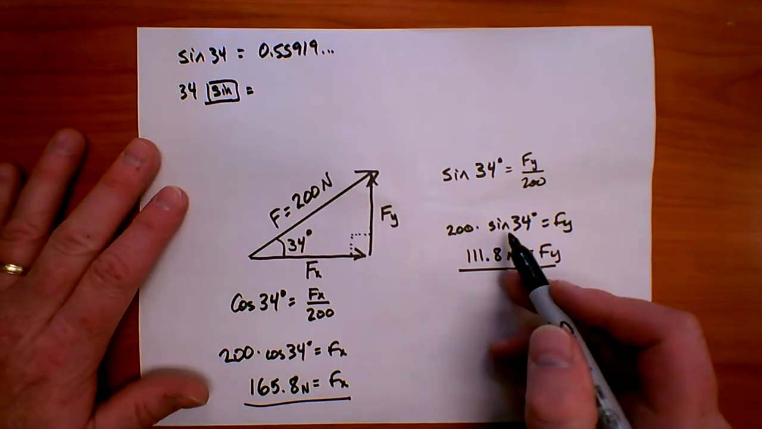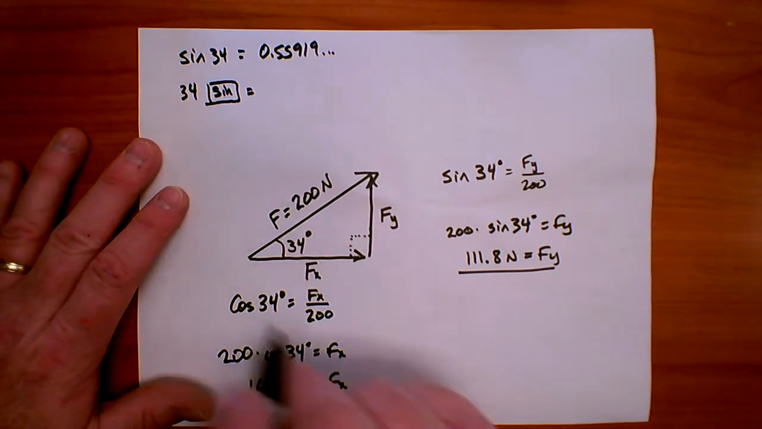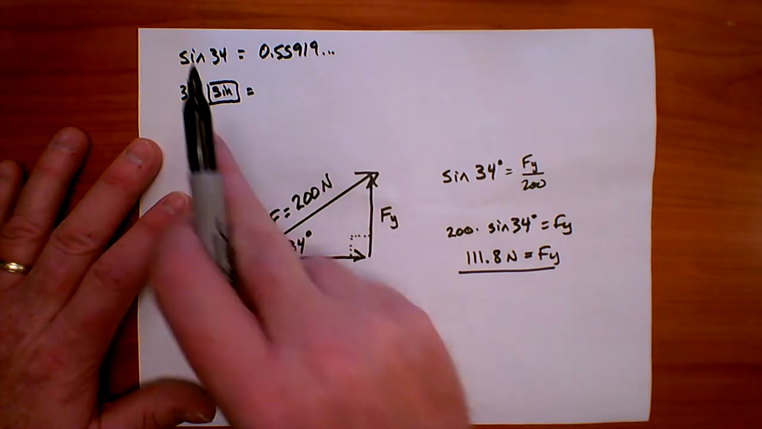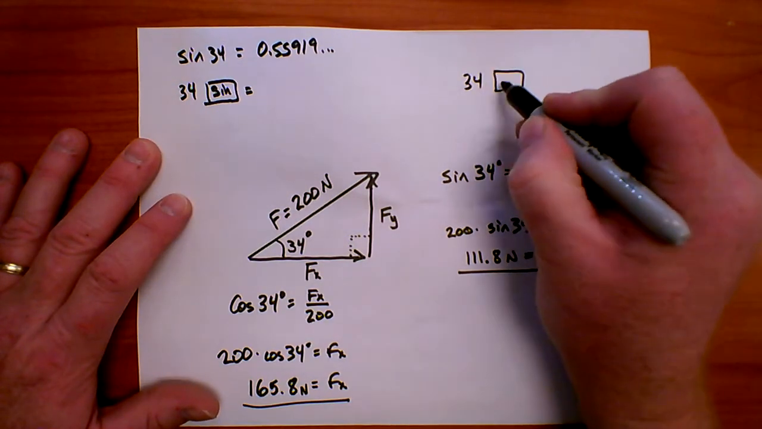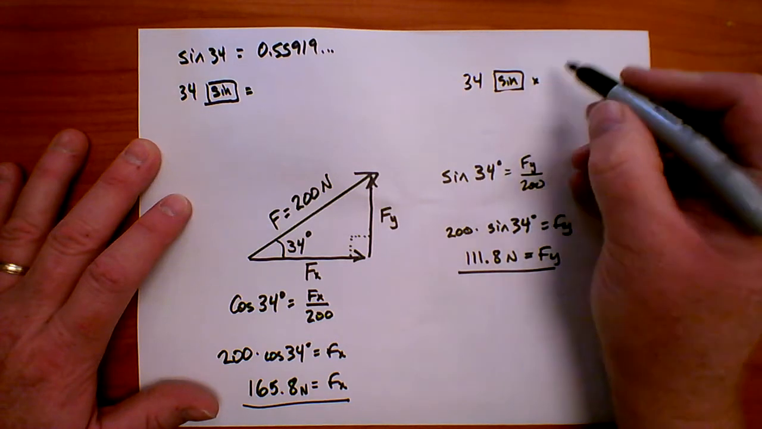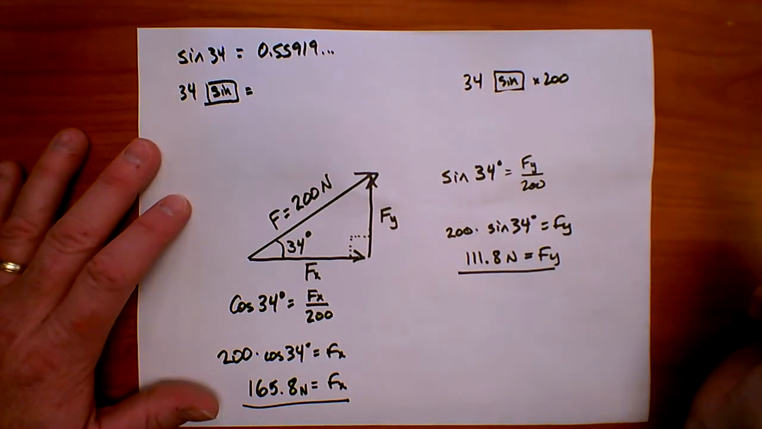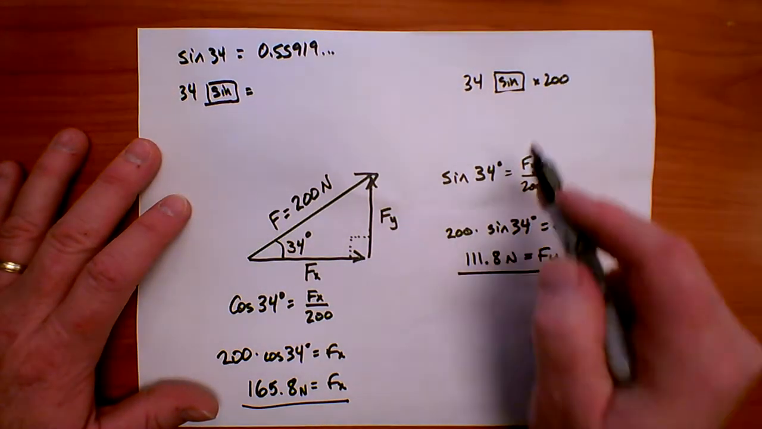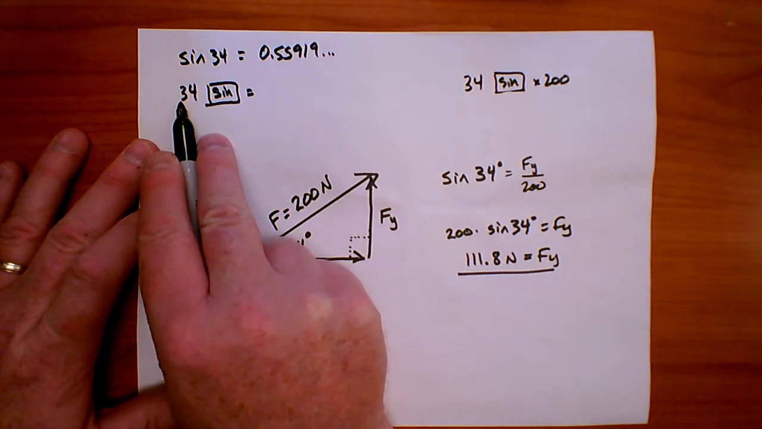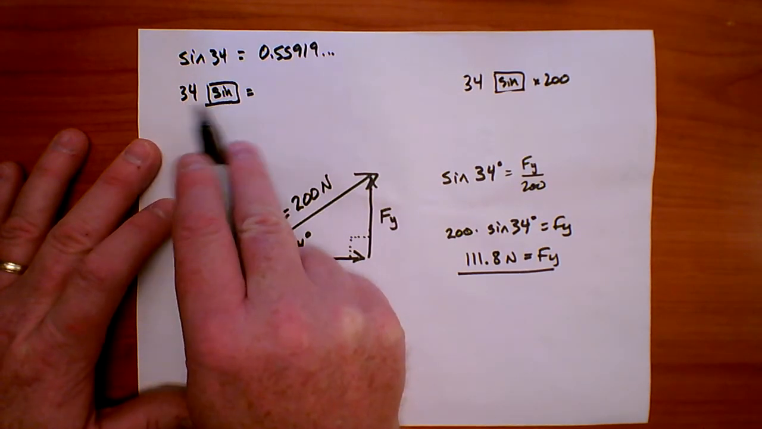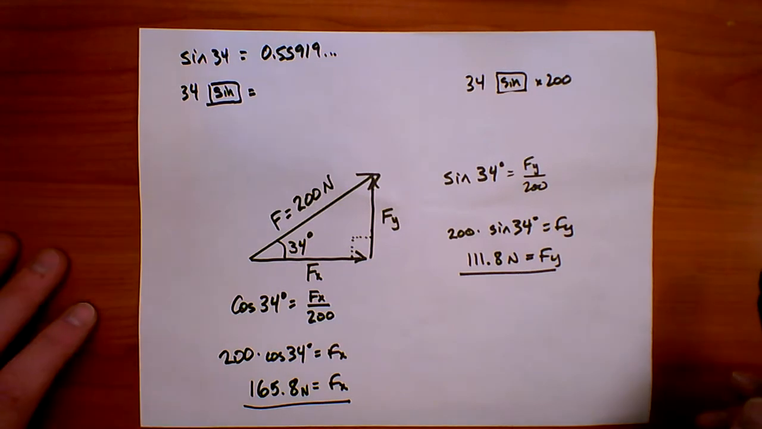If I were doing 200 times the sine of 34 on one of those types of calculators, I would do 34, hit the sine button, and then do times 200. That would be 200 times the sine of 34 if I have the type of calculator where I type in the angle first and then hit the sine button. So make sure you know which type of calculator you are using.